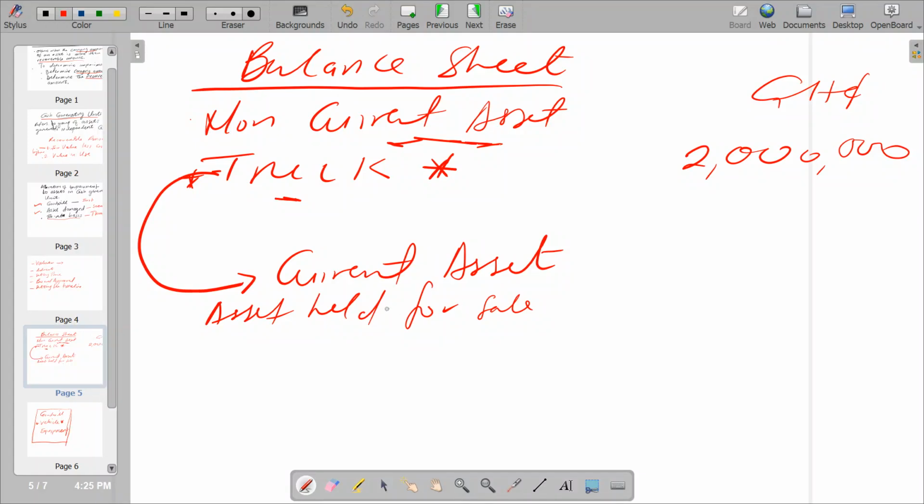Because any moment from now, once we get a buyer, we are going to liquidate these assets, and that is it. So the first point you need to know when it comes to non-current assets held for sale is that we move it from non-current assets to current assets. So that's one important point to note under non-current assets held for sale.